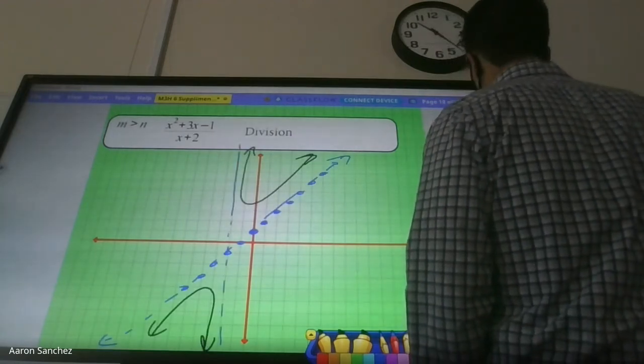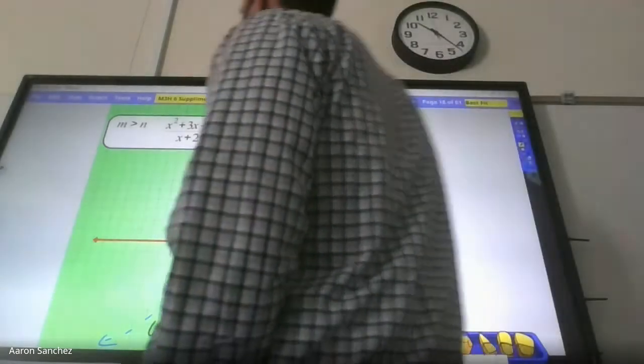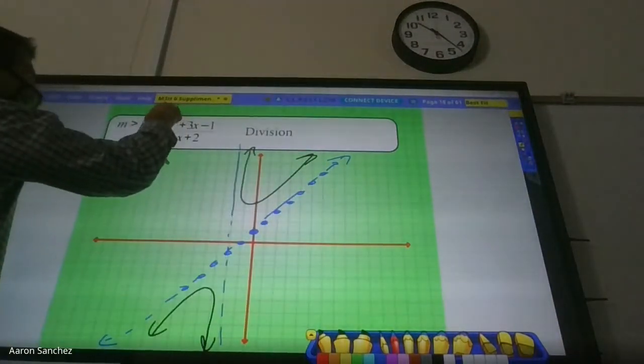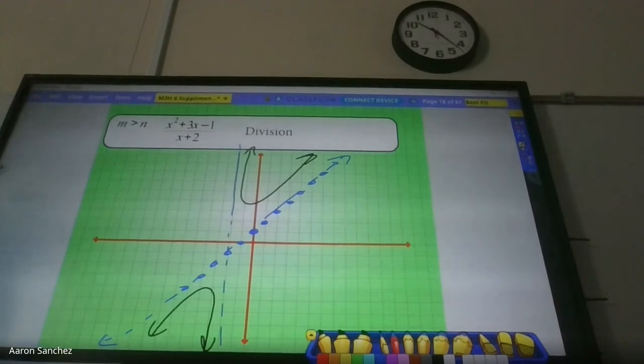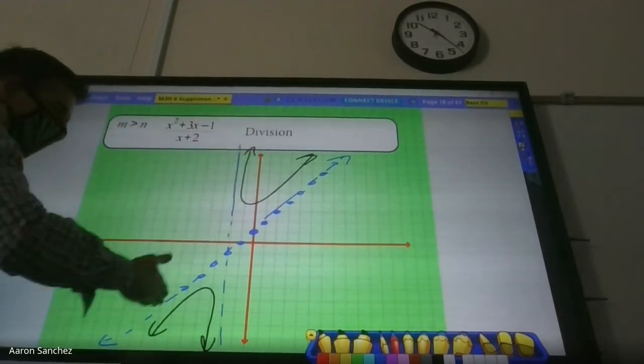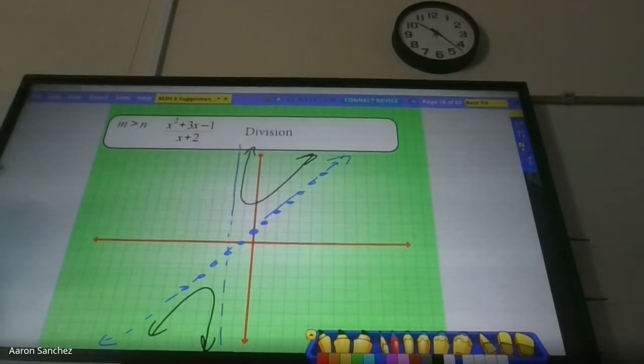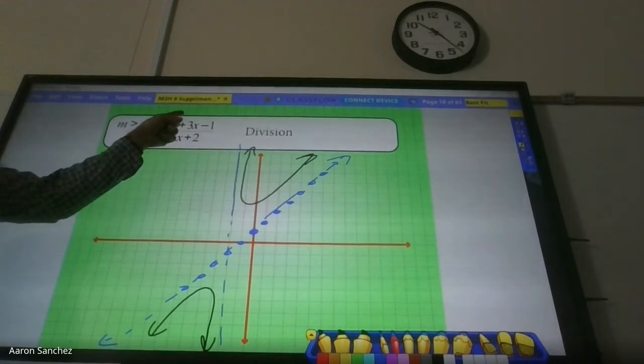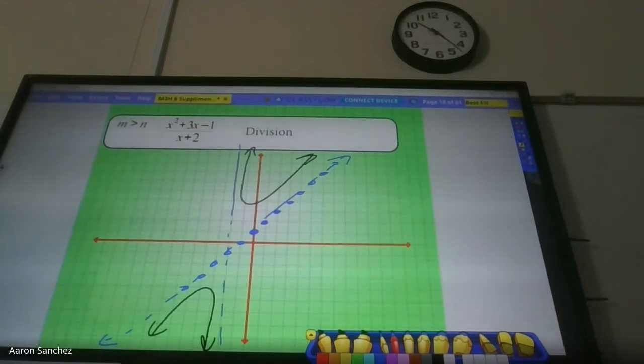This one, notice this is larger than this. It's going to be the slanted asymptote. This one's the most difficult one. Here's how you do this one. You're going to divide this by that. You're going to divide them, and then you're going to need a linear equation and then figure it out. This is the hardest one, but it's not that hard as long as you know your synthetic division.